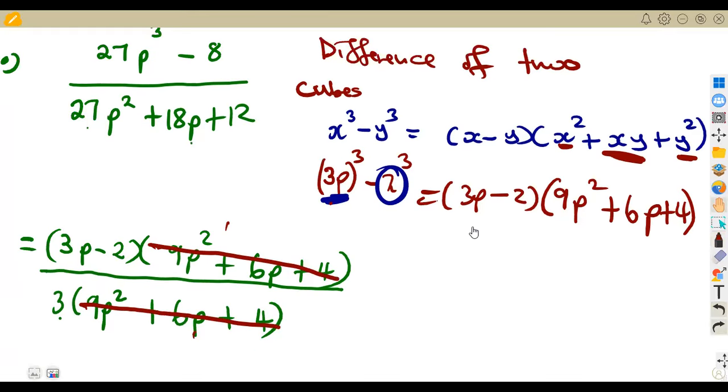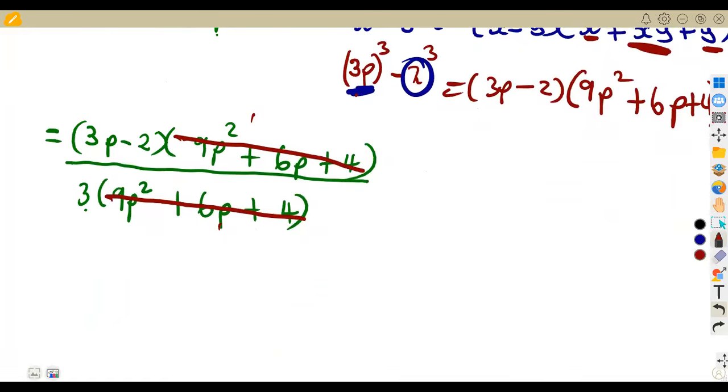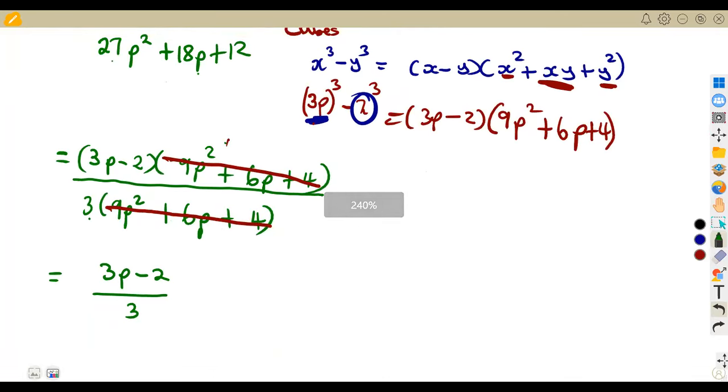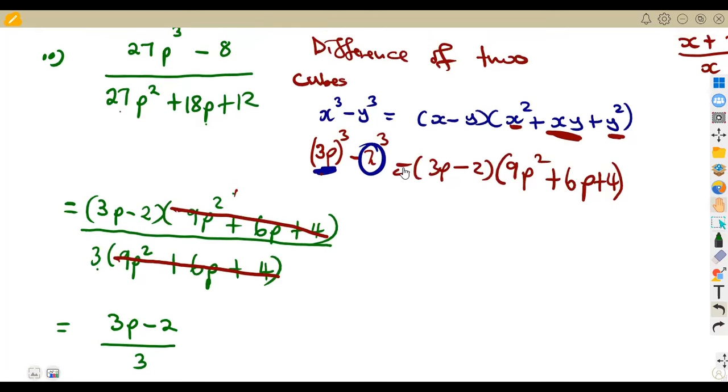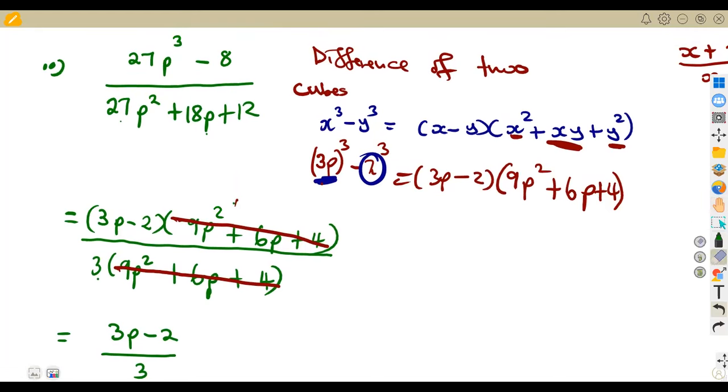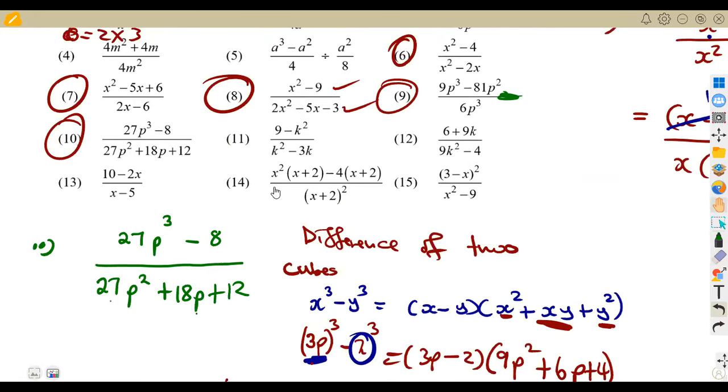So therefore, my answer can be written with this bracket on top, which is 3p minus 2. On the bottom it's just going to be 3, because we're multiplying by 1. So it's 3p minus 2 over 3. This is how these questions can be simplified. You just have to be very, very careful how you play around with typical questions of this nature.